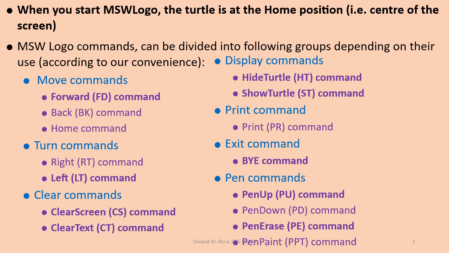First is move commands, forward FD command, back BK command, and home command. Then we can group in turn commands, RT and LT commands. Then we can group in clear command, CS and CT command. Then we can group in display commands, that is HT and ST command. Then the print command or PR command. Then exit command is the bye command, and the last pen commands, that is pen up, pen down, pen erase, and pen paint command. We are going to see how we are going to use these commands in a very brief way, just to revise or recapitulate.